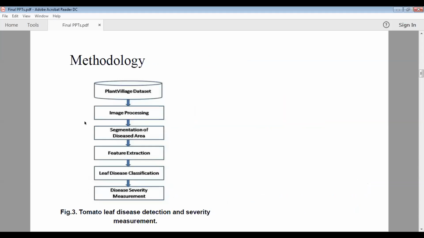Now this is the methodology. This is the short methodology I have given here. First is the PlantVillage dataset, then image preprocessing, segmentation of the disease area, feature extraction, and leaf disease classification. The focus I'm giving is on the disease severity measurement.